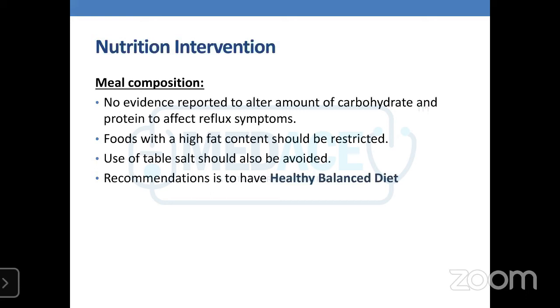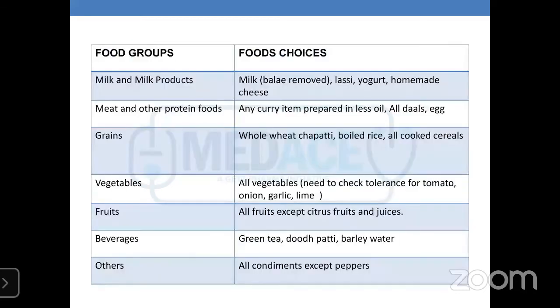Like if our GERD patient comes with weight loss and we are prescribing a nutrition supplement to that patient, care should be taken because the use of oral nutrition supplements is also found to be associated with more reflux events, because they contain a higher concentration of nutrients. The general recommendation for all is to have a healthy balanced diet. So I have shared some foods which are consumed by our population to have an idea of what we have to consume from different food groups.